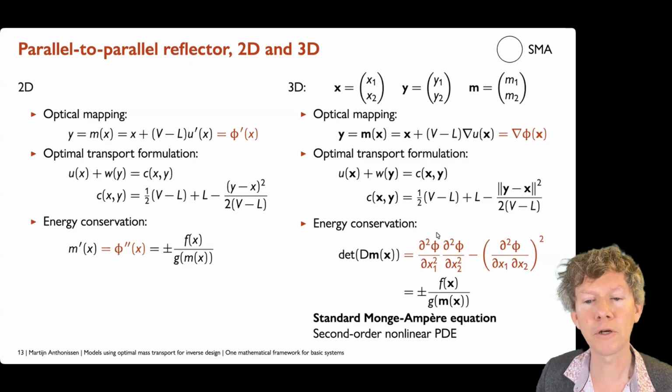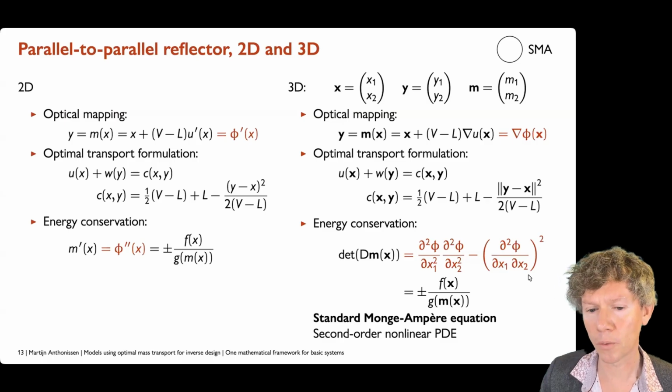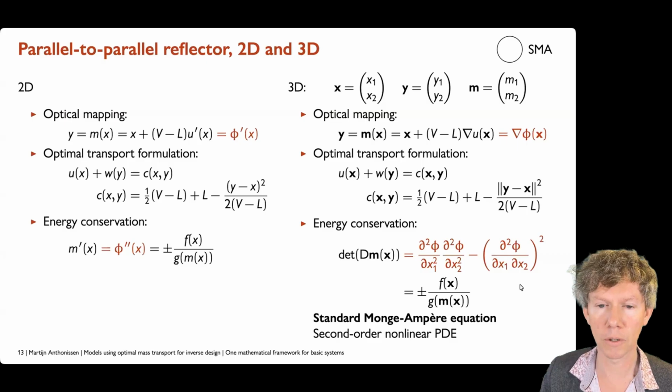So you see this is nonlinear because here I have a product and here is a square. And this is called the Monge-Ampère equation. So it's a second order nonlinear partial differential equation.